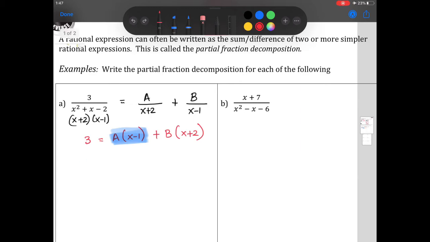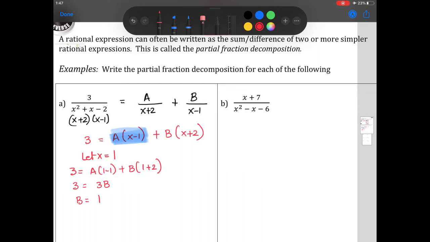So let's say let x equals 1. If I substitute 1 for x, I get 3 equals a times 1 minus 1 plus b times 1 plus 2. Right? This is 0. So 3 equals 3b. And what did I get? B equals 1.